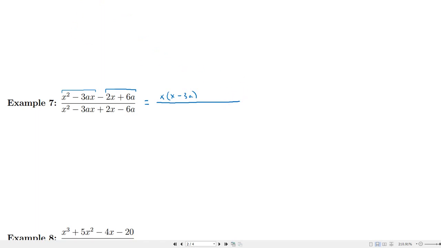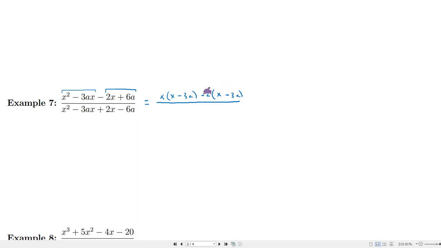Okay, if we factor out negative 2, then we are left with just an x. And if we factor out negative 2, then that makes us a negative 3a. And now this is good because once we factored out our greatest common factor amongst those two binomials, then what's left over is a common factor. Okay, so we'll get back to that.